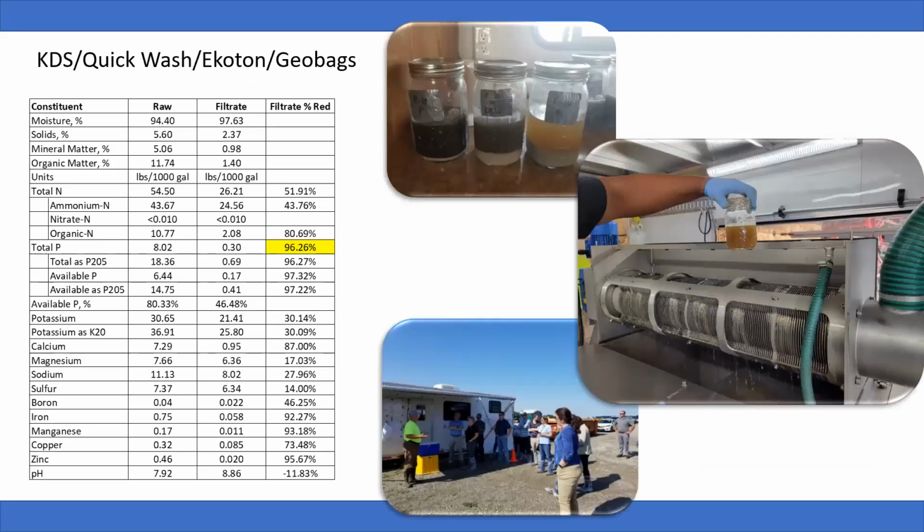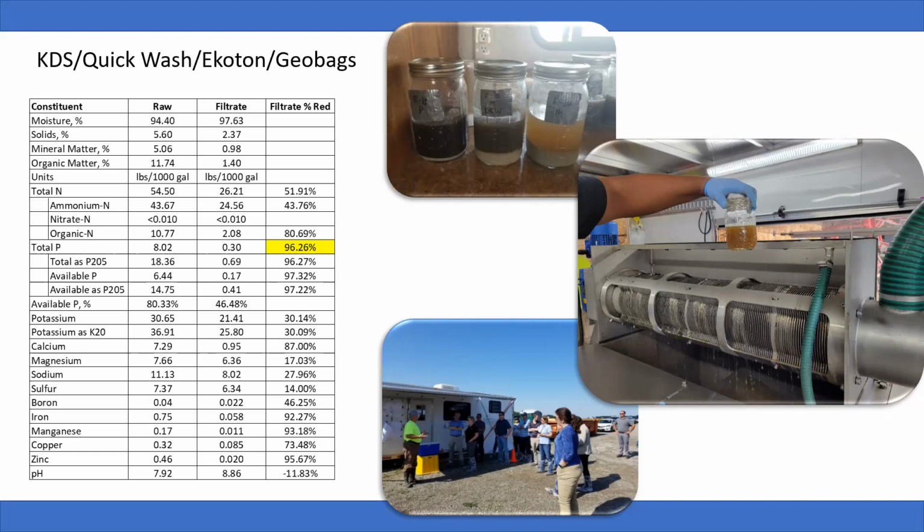So here are some of the results over the trials that we've done over the last several years with quick wash. You can see the content of the raw manure. We're starting with a typical swine manure that we see. And then you can see the filtrate after it's gone through the entire process. You can see that we've recovered, on average, across all of our trials, about 96% of the phosphorus into the calcium phosphate form.